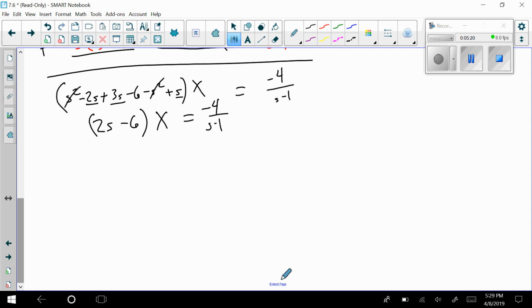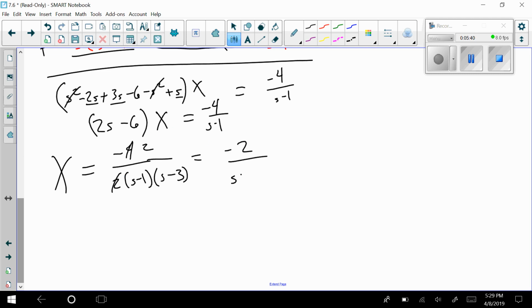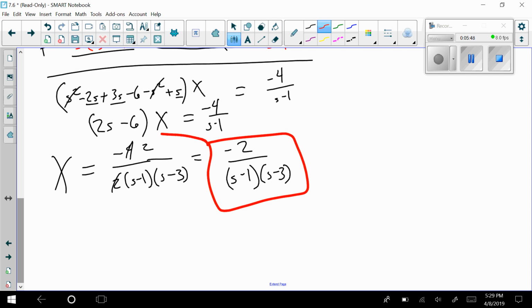And we're moving right along. This isn't too terrible here. This big X then would be equal to negative 4 times 2 times s minus 1 times s minus 3, which sometimes you guys get really freaked out, but this can happen. That's just a 2. So this is equal to negative 2 over s minus 1 and s minus 3, which is my big X. Remember before on the last example, that seemed to be important, so we're going to want to remember that.